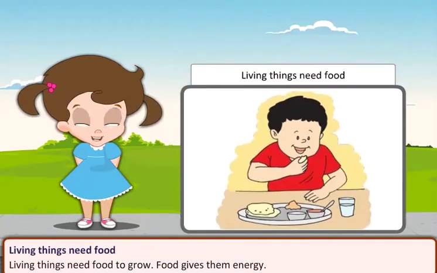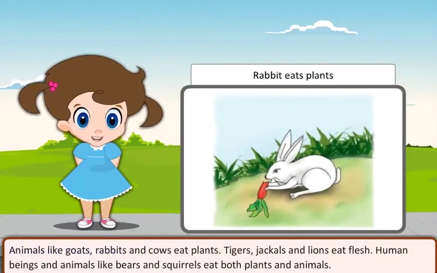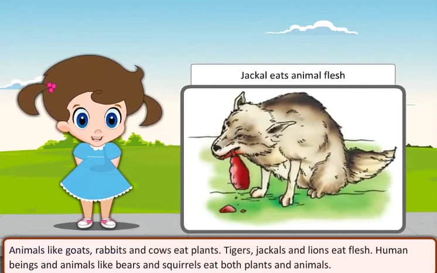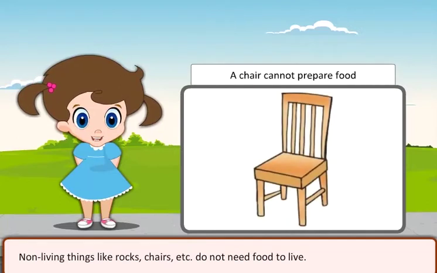Living things need food. Living things need food to grow. Food gives them energy. Animals like goats, rabbits, and cows eat plants. Tigers, jackals, and lions eat flesh. Human beings and animals like bears and squirrels eat both plants and animals. Plants make their own food. Non-living things like rocks, chairs, etc. do not need food to live.